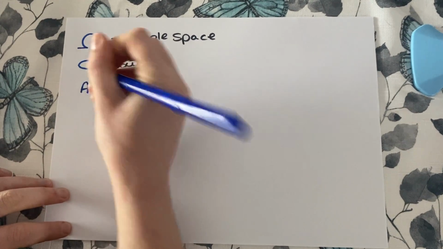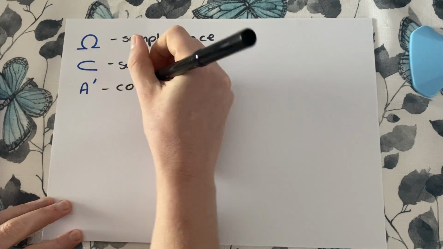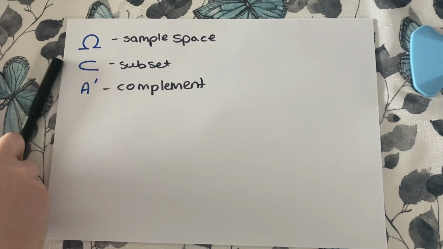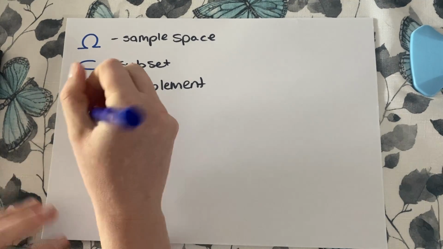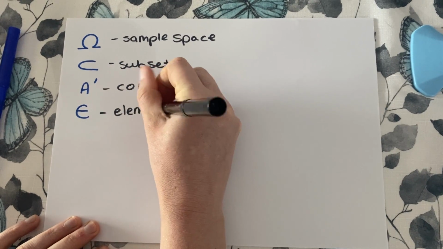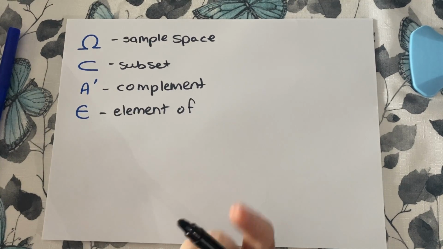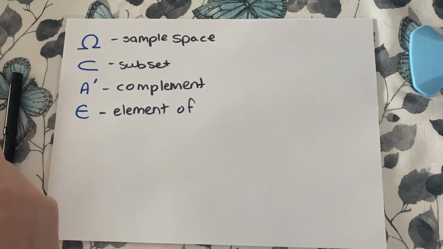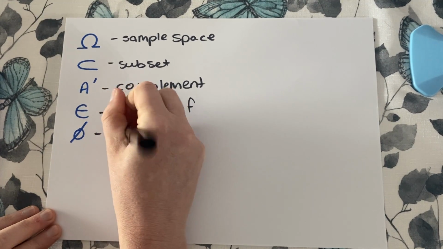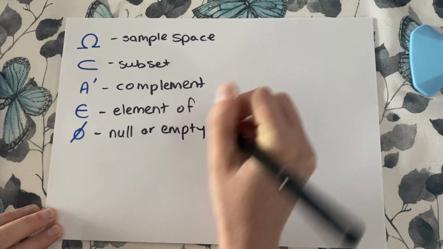You'll see one like this. The letter may change, but you'll always have that there. And this means complement. We then have this, it looks like an E, not quite. This means element of. So you'll often see a number is an element of set A. This one here means null or empty set. Basically means it doesn't exist.